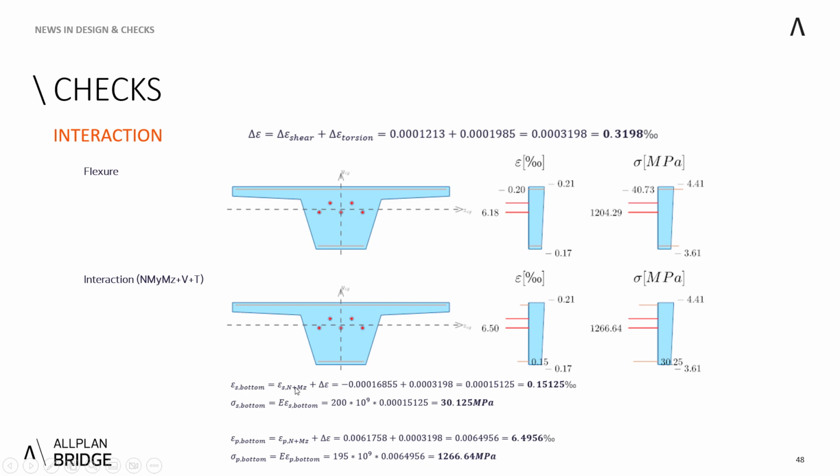So when you add it to this original, you get up to 0.15 per mile, which you can see happen here, which correspondingly by applying the E of 200 gigapascals, you get up to 30 megapascals of the stress, which can be seen here. The same goes for the tendons. So we applied to the original one the increment, and we got up to 6.5, which can be seen here, and it results from 1,204 to 102,067.